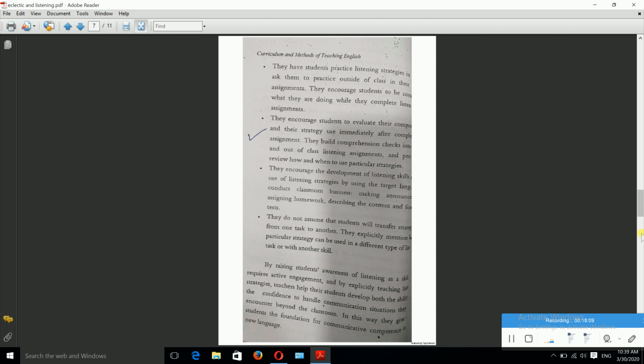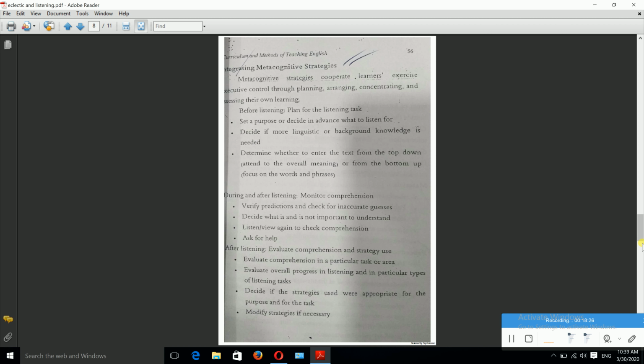They encourage the development of listening skills and the use of listening strategy by using the target language to conduct classroom business. And finally, they do not assume that students will transfer strategy use from one task to another. Now shift to another page.